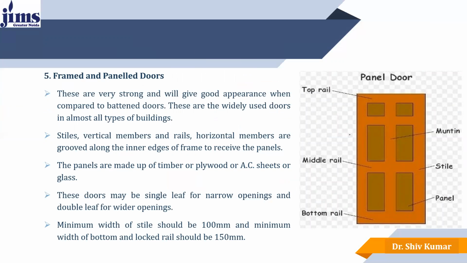The stiles, the vertical members, and the rails, the horizontal members, are grooved along the inner edges of the frame to receive the panels. These are the panels in between, which are provided within the frame. The panels are made up of timber, plywood, AC sheets, or sometimes glass. These doors may be single leaf for narrow openings and double leaf for wider openings. Minimum width of stile should be 100 mm and minimum width of the bottom and lock rail should be 150 mm.